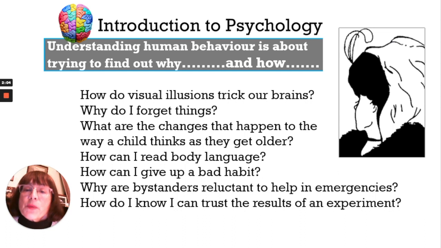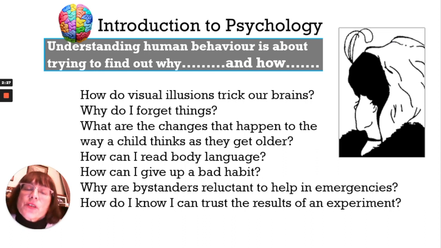So the first question on here, how do visual illusions trick our brains, is one of the topics we look at in perception, and you may already be looking at the picture on the screen. And that is a visual illusion, which you may or may not have seen before. And in fact, in that illusion, there is both a picture of a young woman and an older lady. And I wonder if you can see both of those pictures.